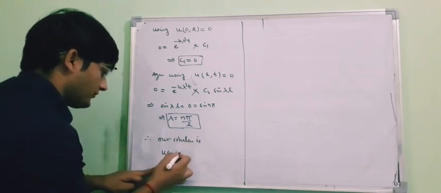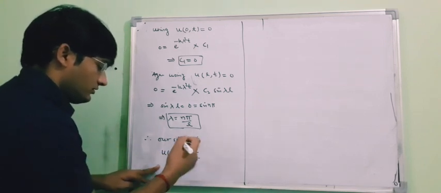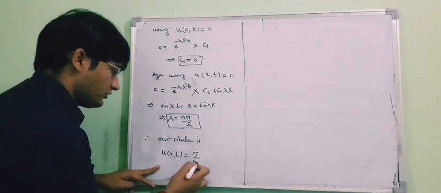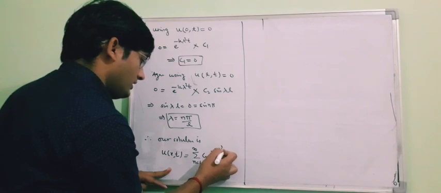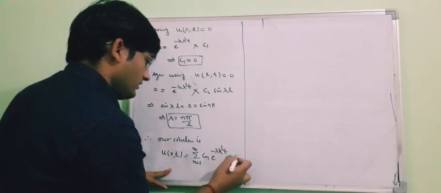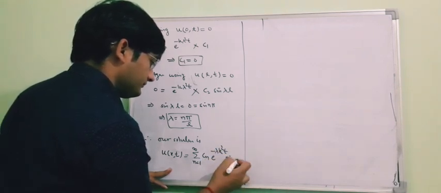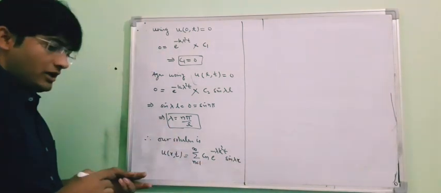u(x,t) equal to the general solution as in the previous question. This will be Cn e to the power minus lambda square k t into sin lambda x, where our lambda is n pi upon L.